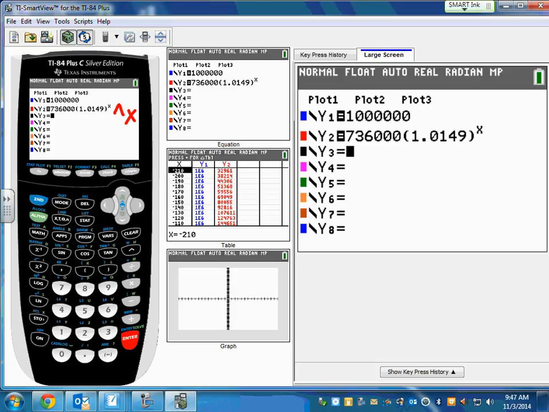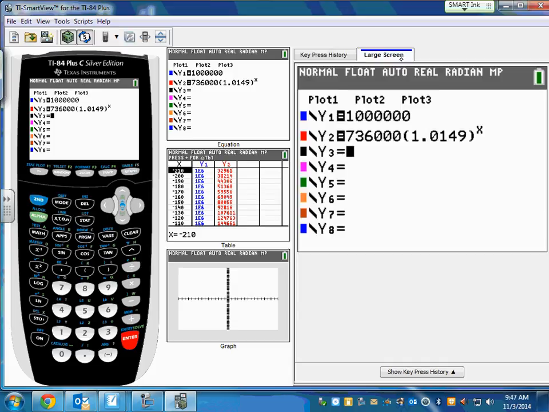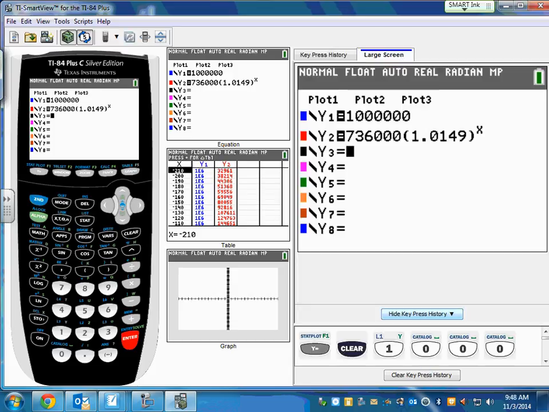Okay, so first of all, do we have our caret x here? Yeah, mine just looks like it's wrong. We should click show key push button press history. There you go. That's not right there. See, look at that. But it doesn't have everything, so let's clear it. Okay, so here we go. Go to window.